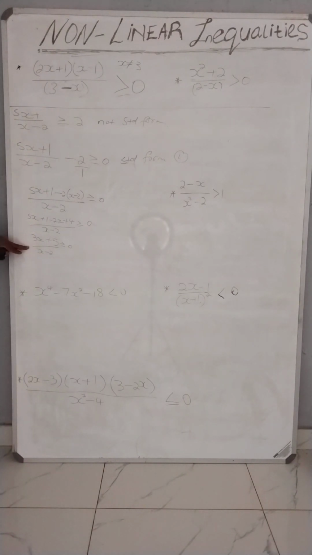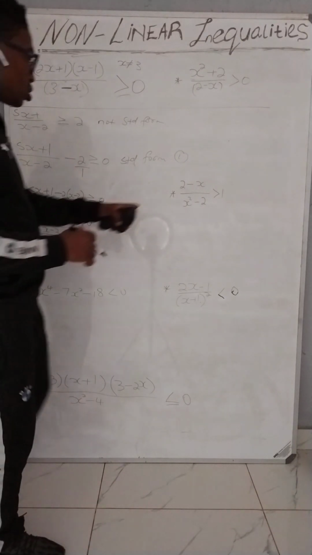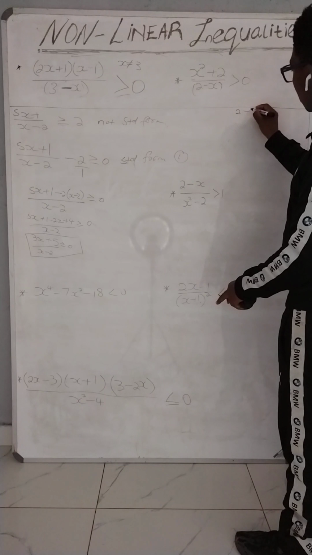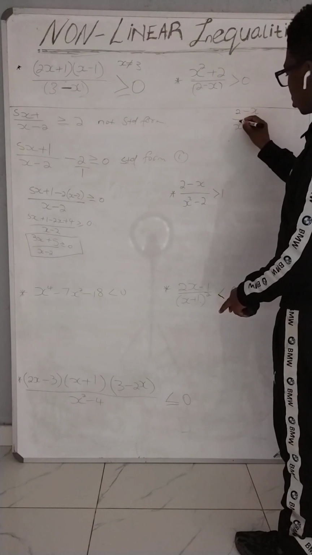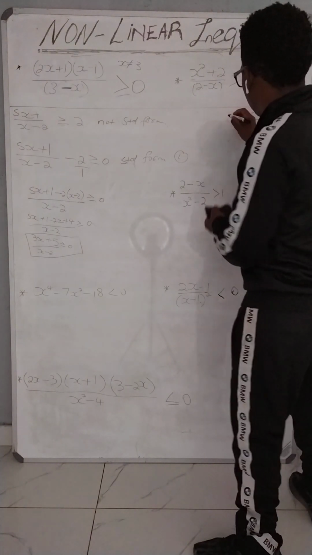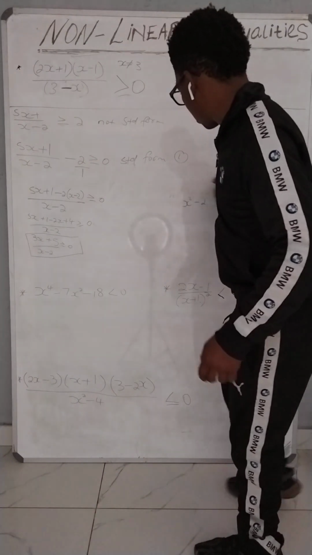Okay, it brings you to that. Now you have your expression in standard form, and then you have your factors. So these are what you're now going to test out. Let me take this up because I'm going to want to use this space. So this is 2 minus x over x squared minus 2 is greater than 1. All right, let me just do that. Okay, I'm going to use this space.